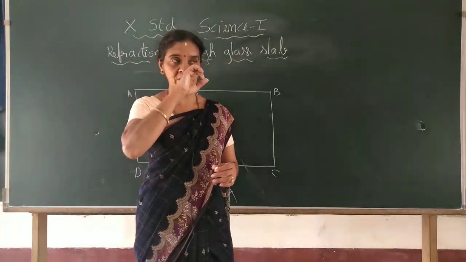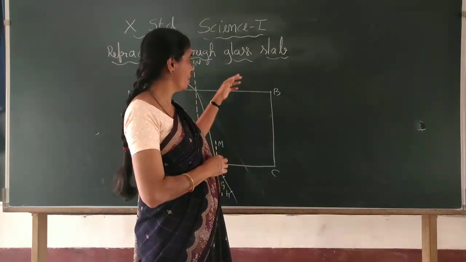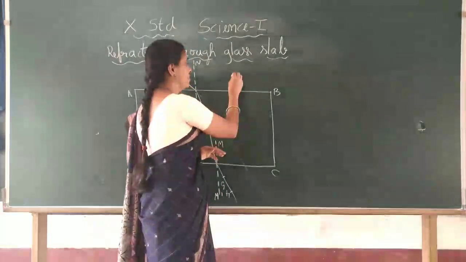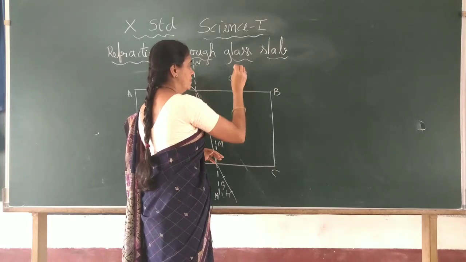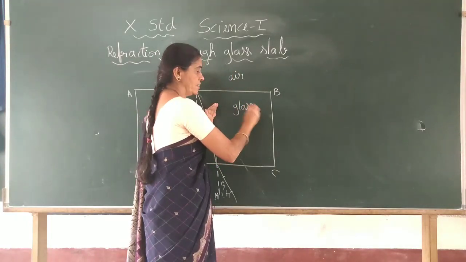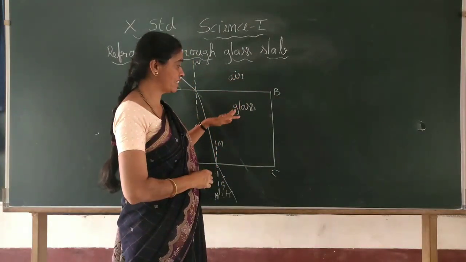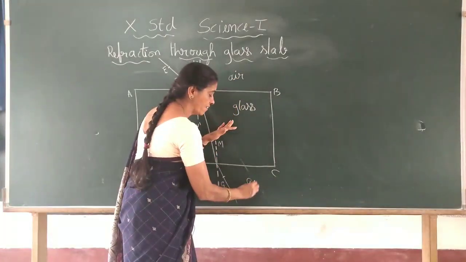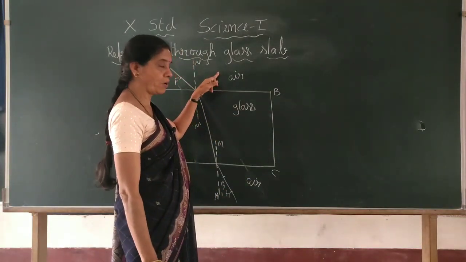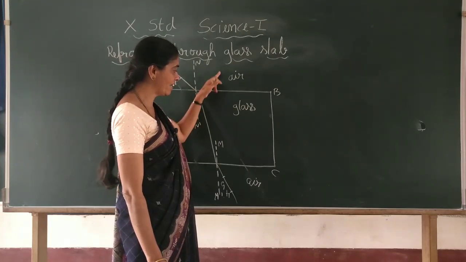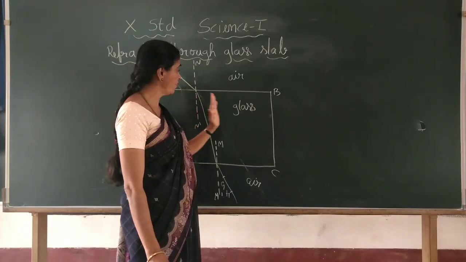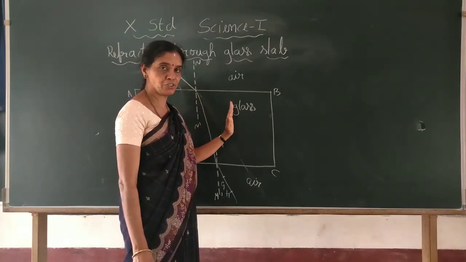So now imagine, consider light is traveling from rarer medium, air here, and it is traveling through the glass slab. So from rarer medium to denser medium. Here again air. So when light travels from optically rarer medium to denser medium, whether it will move towards the normal line or away from the normal line, we should learn.